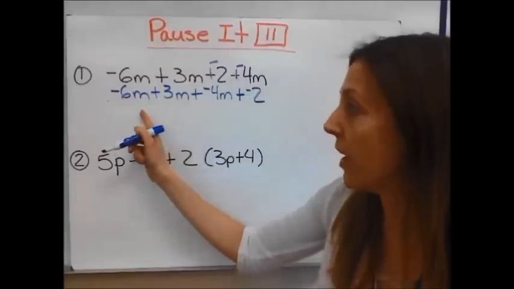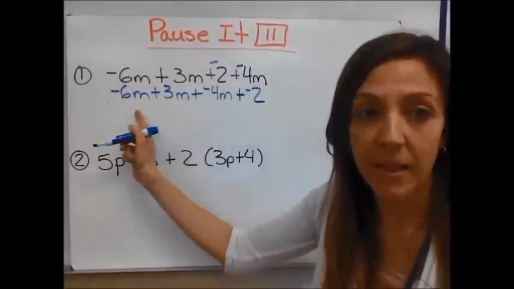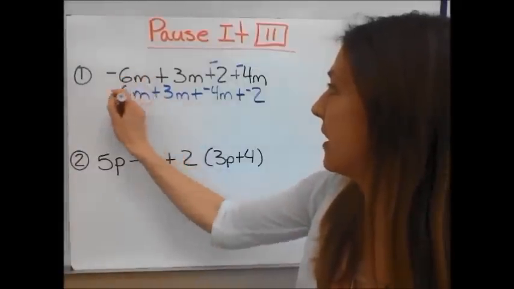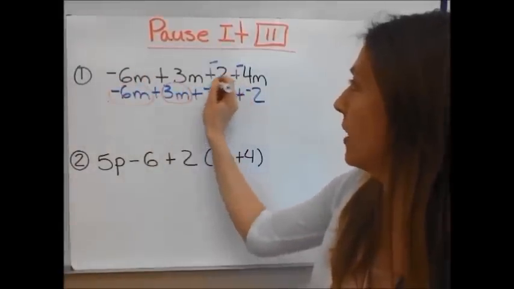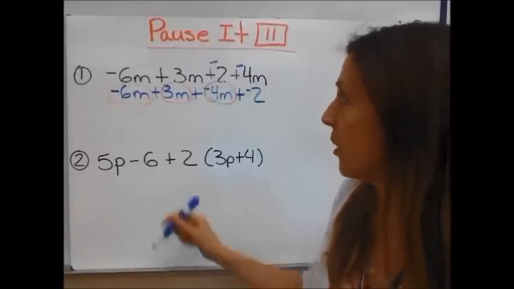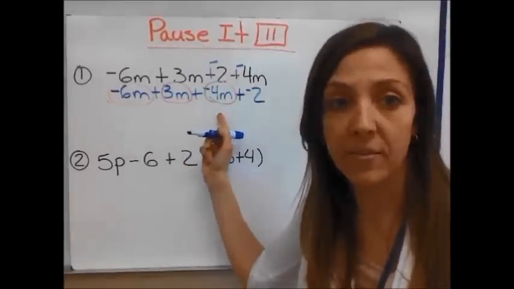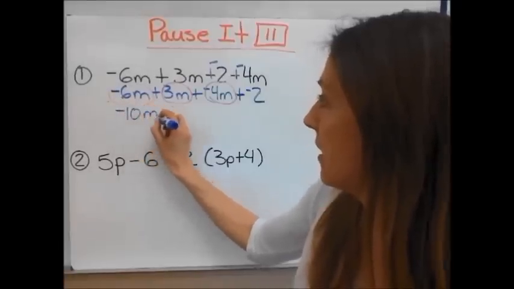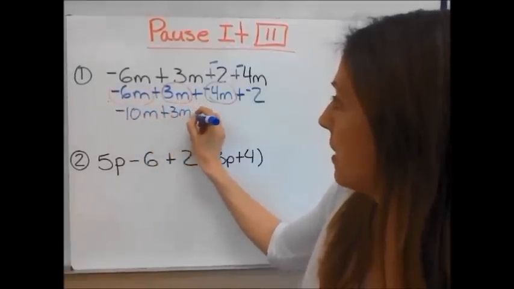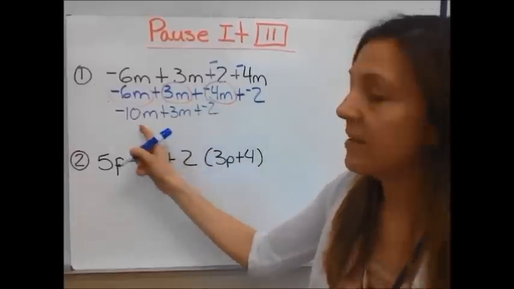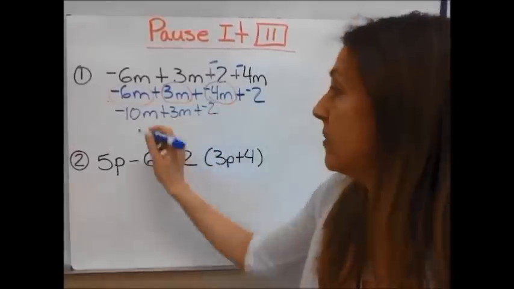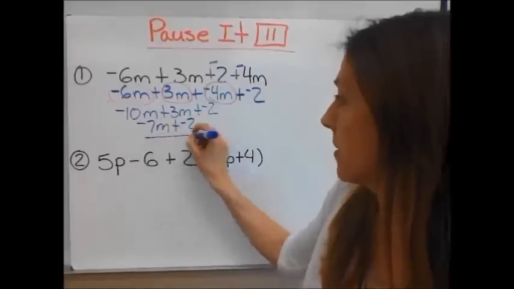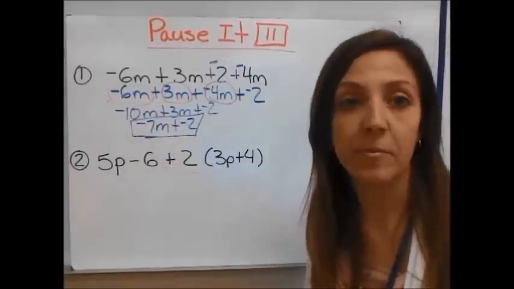And then I am going to simplify by adding my like terms. I'm looking through here and I can see that negative 6m, 3m, and negative 4m are like terms. So negative 6 and negative 4 makes negative 10m plus 3m plus a negative 2. Negative 10 plus 3 is negative 7m. Negative 7m plus a negative 2.